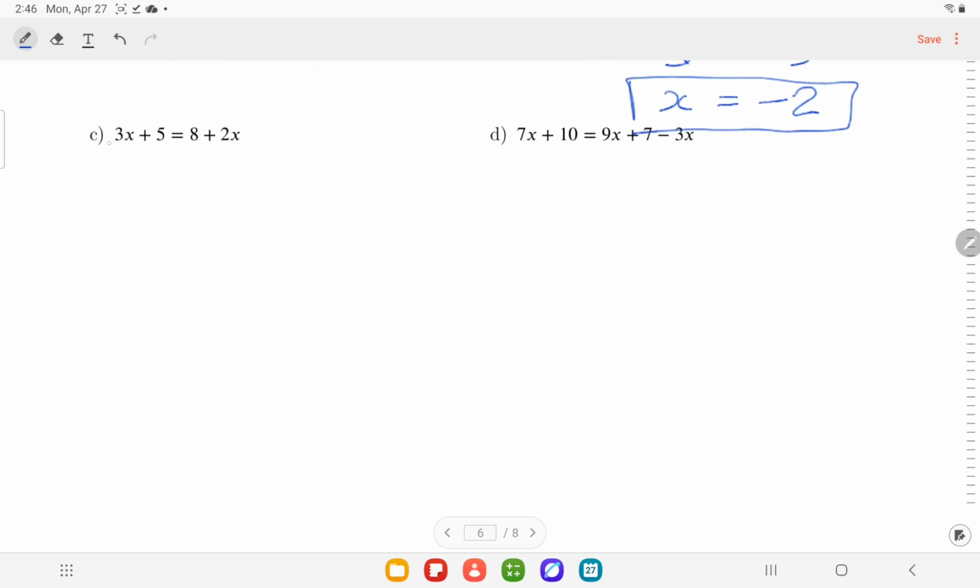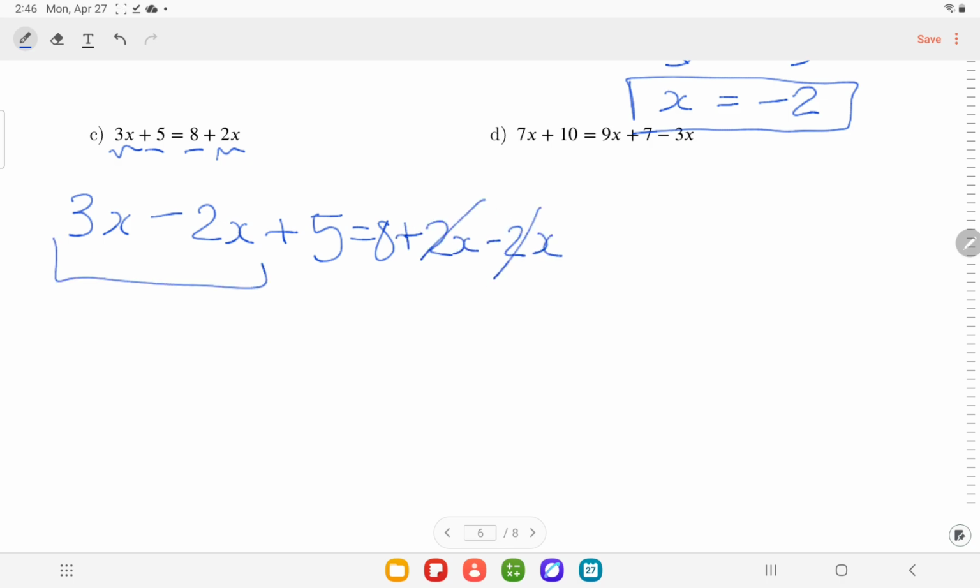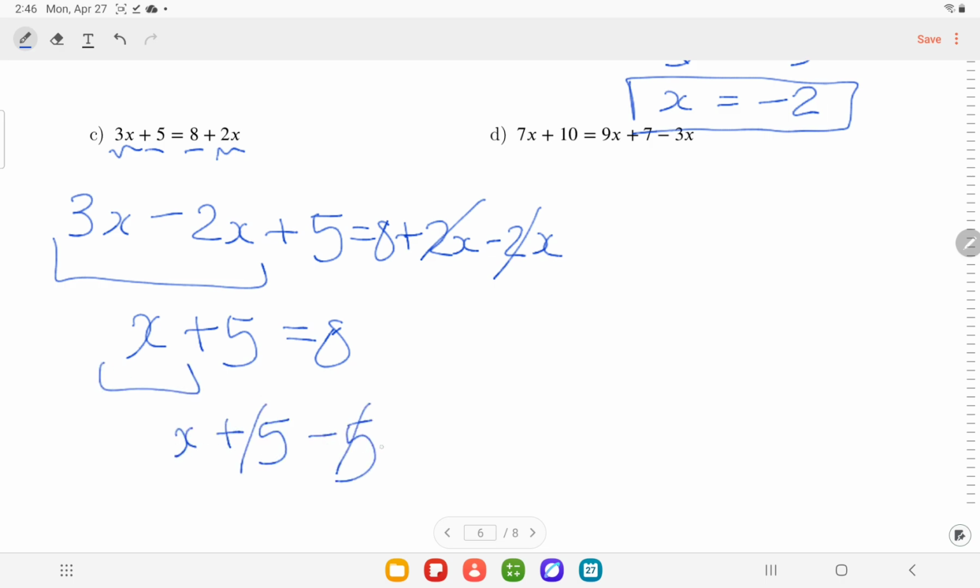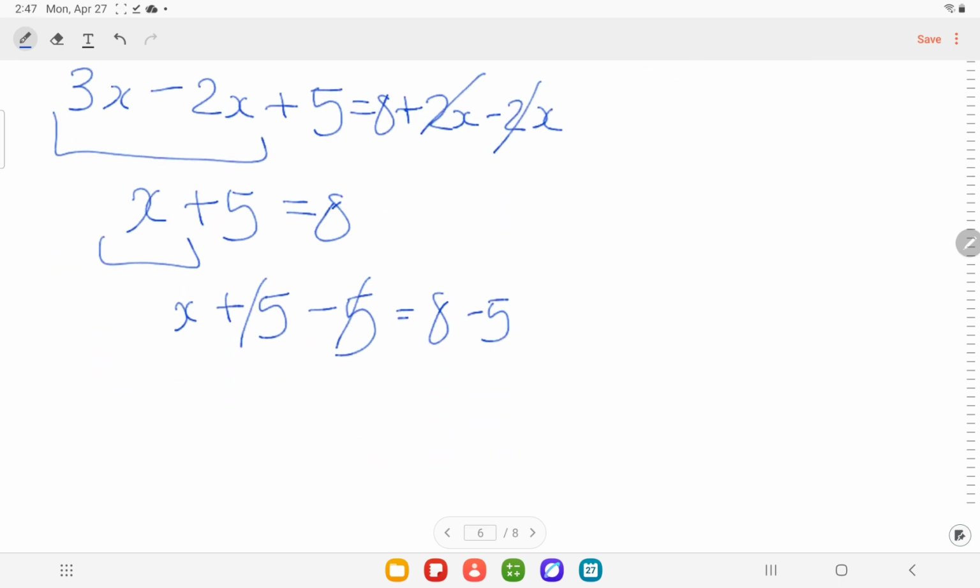For C, we have like terms of 3x and 2x and 5 and 8. So in order to isolate for x, we can subtract 2x from both sides. And since 3x and 2x are like terms, we can subtract them and we get x. And then to isolate our x, we subtract both sides by 5 to end up with x as 3.